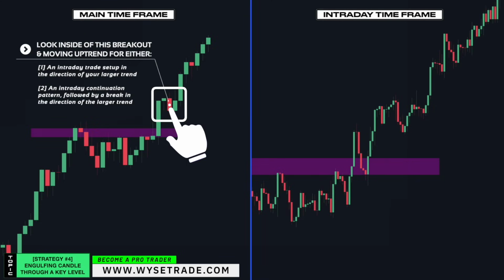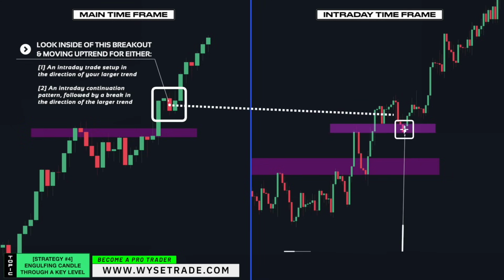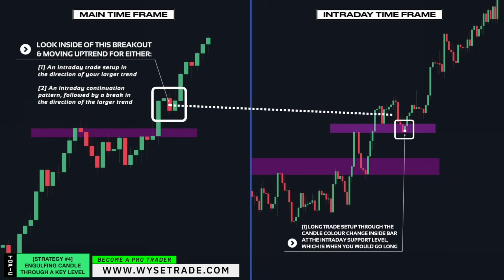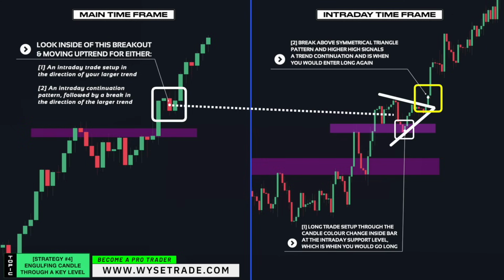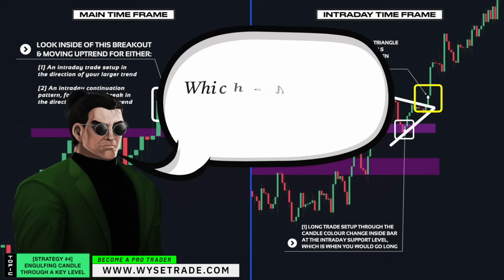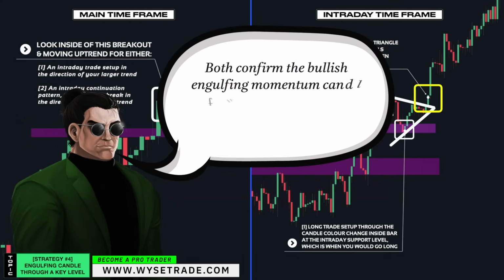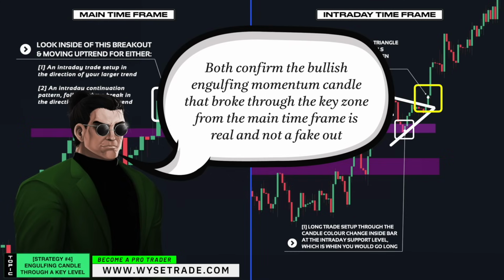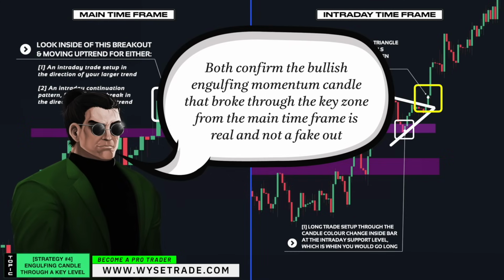So when looking inside of this trend, but on the lower intraday time frame on the right, you had a long trade setup here through the candle color change inside bar at the intraday support level, which is when you would enter long. Or your second entry point is through the symmetrical triangle pattern and break above it and higher high, which is when you would enter long. Whichever entry method you choose to use, both confirm the bullish engulfing momentum candle that broke through the key zone from the main time frame is real and not a fake out.